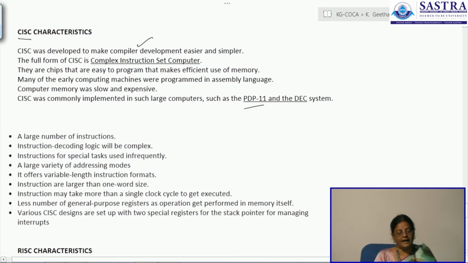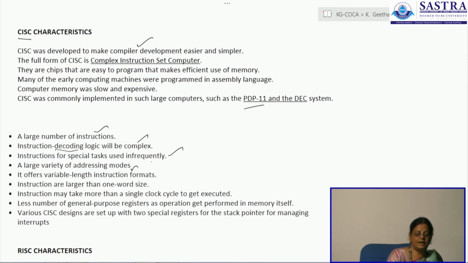So the important highlights of CISC characteristics: it deals with a large number of instructions, and the decoding of the instruction is going to be complex because it expects an intelligent compiler to handle it. Instructions for special tasks are used infrequently, and a large variety of addressing modes is required. We have explored different addressing modes in some earlier class. It can adapt to a large variety of addressing modes, and also it offers a variable length instruction format.